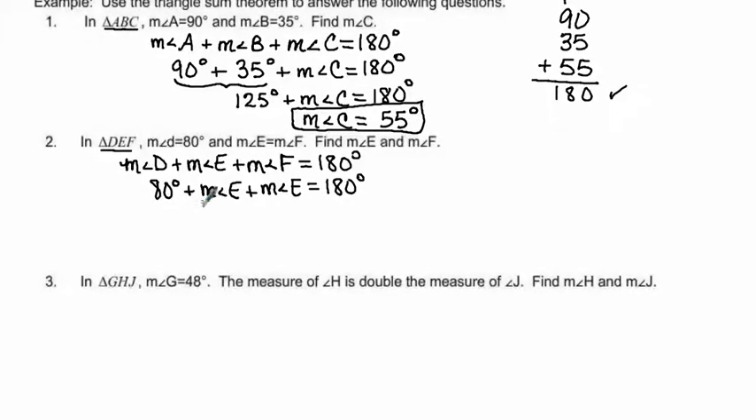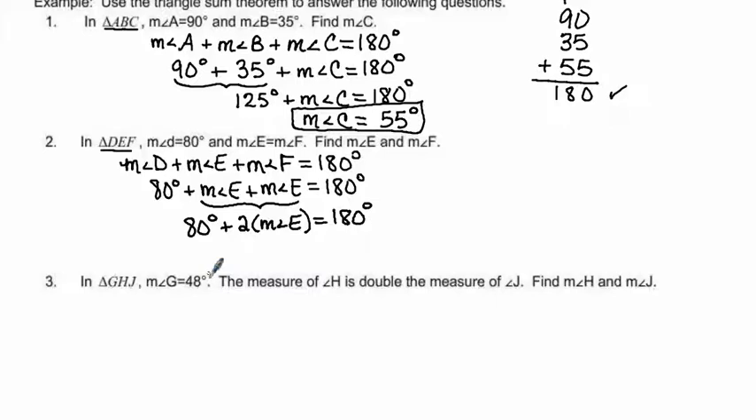So combine our like terms like we did on the last one. Here, the 80 drops down, plus the measure of angle E plus the measure of angle E. Think of that like x plus x is 2x, or y plus y is 2y. The measure of angle E plus the measure of angle E is 2 times the measure of angle E. It's just adding those coefficients like what we did when we combined like terms in algebra.